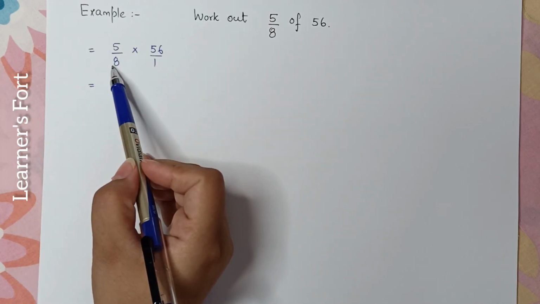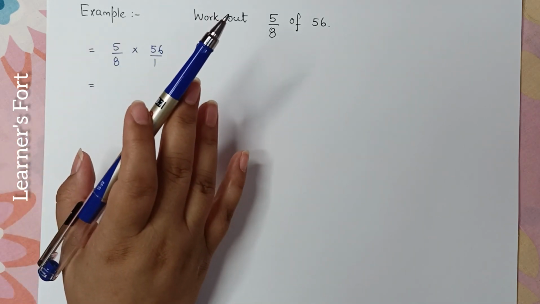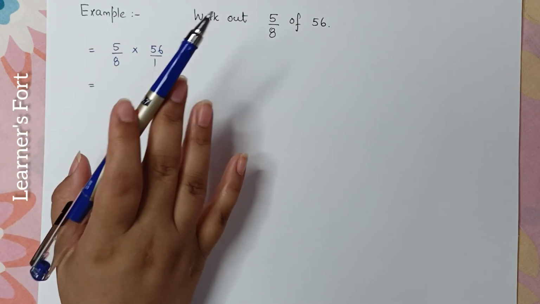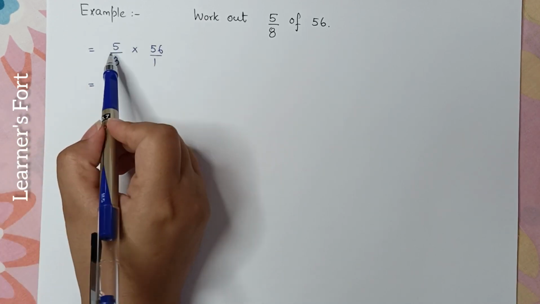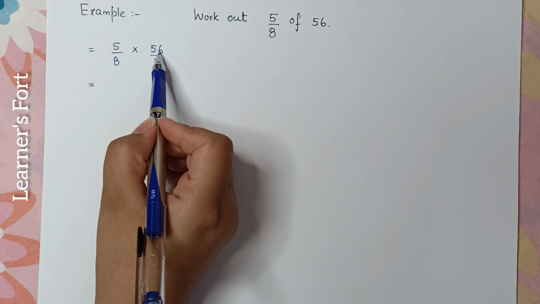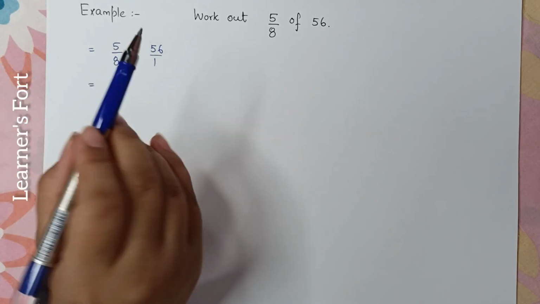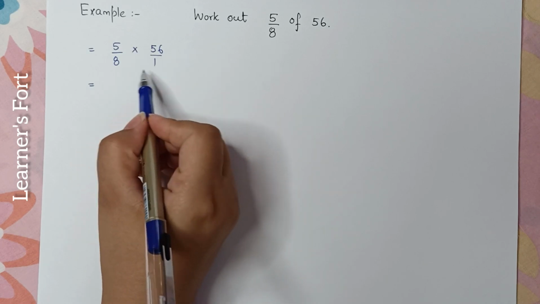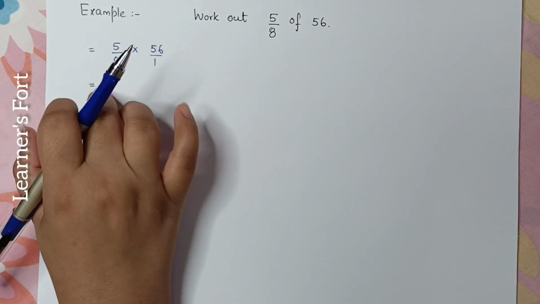Okay. The denominator does not multiply with the numerator of another fraction. Okay. Now, in this case, 5 will get multiplied to 56 and 8 will divide the answer. It can also be written as 5 into 56 upon 8, because 5 and 56 are being multiplied together, and 8.